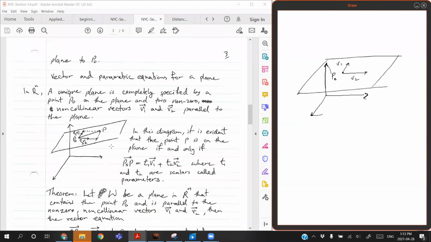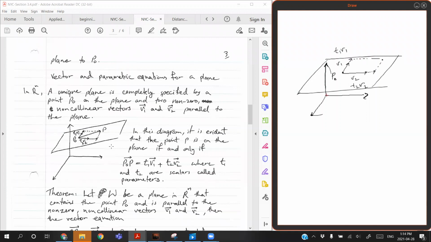Notice that any point that is on this plane is going to be a linear combination of v1 and v2. That means if I multiply v1 by the right scalar, I'm going to get some t1 v1, and if I multiply v2 by the right scalar, this new vector is going to be t2 v2. Then if I add up t1 v1 and t2 v2, I'm going to get this point.